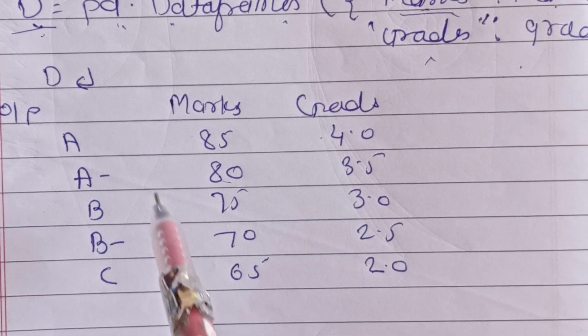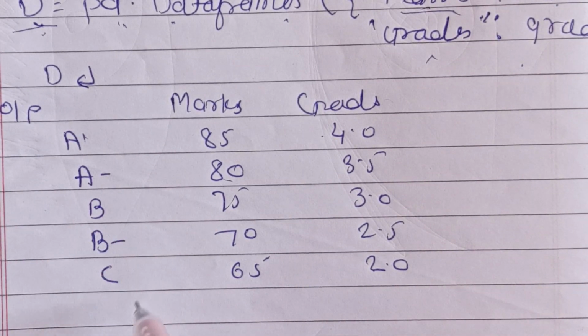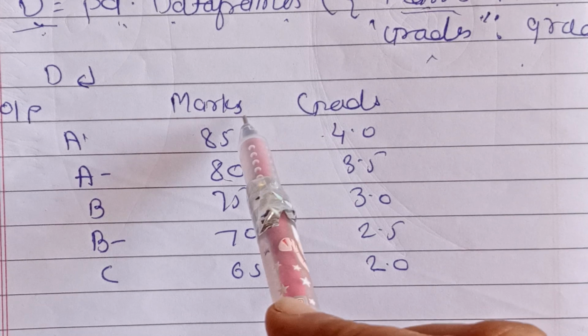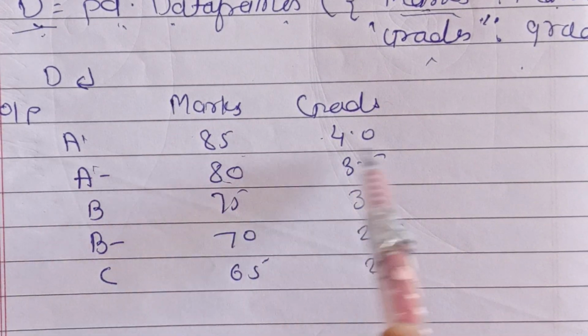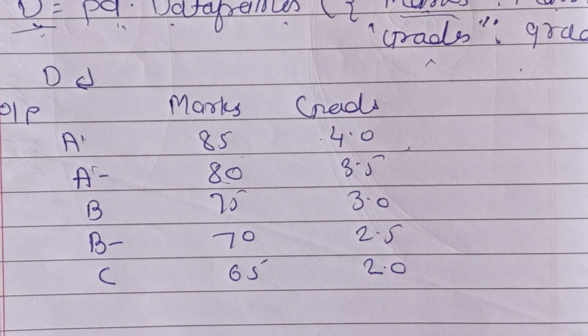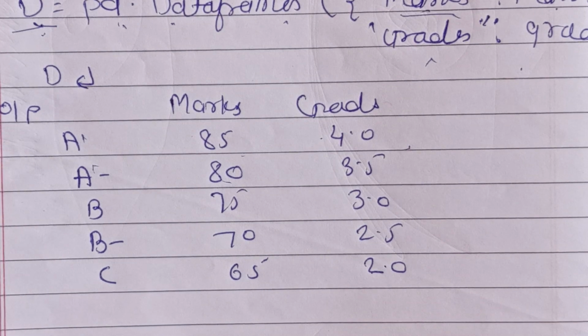Okay, so let us see how it is. A minus, B minus, C. Now what all are the marks regarding A, okay, and grades will be displayed in the form of a data frame. So this was about creating data frames in pandas.